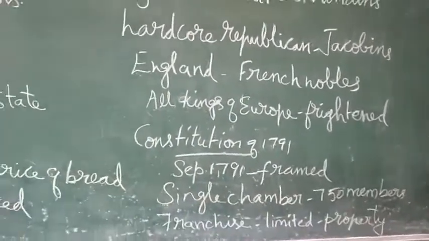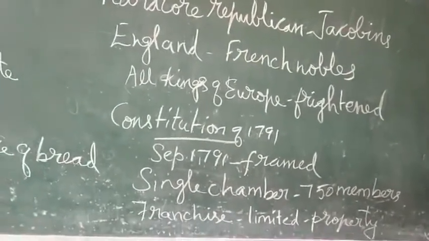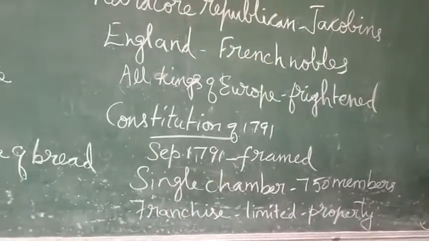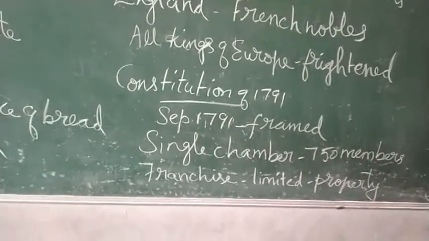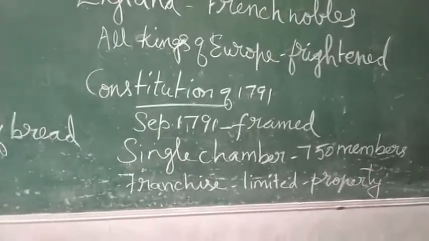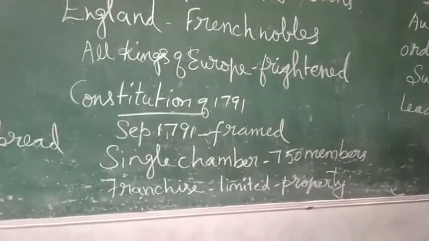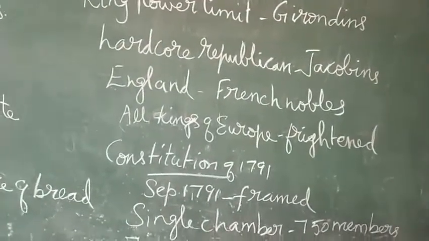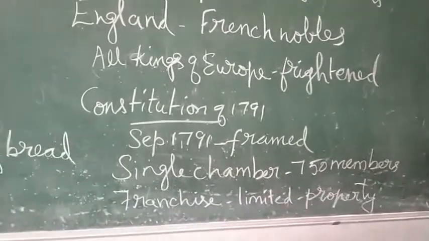Next, they formed the Constitution of 1791. In September 1791, the National Assembly framed the constitution. This is a single chamber with 750 members. They had the franchise. Franchise means the right to vote. This was limited: those who had less property did not have the franchise. That is the franchise, the right to vote.